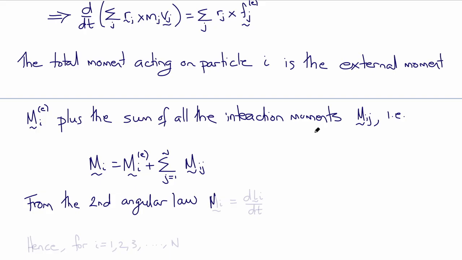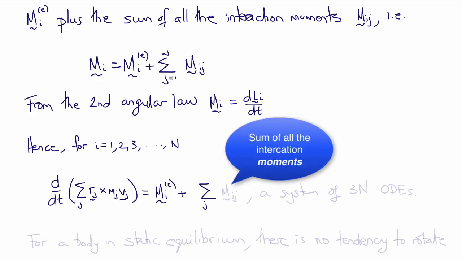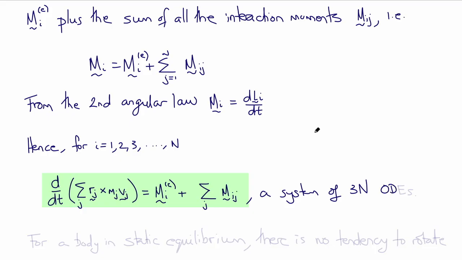Then from the second angular law, Mi must equal dLi/dt, and hence, for all the particles in the system, i equals 1 to n, we can write that d/dt of the sum from j equals 1 to n of rj crossed with the linear momentum mj vj must equal Mi external plus the sum of all the interaction moments, so the sum from j equals 1 to n of Mij, which is therefore a system of 3 times n ordinary differential equations.